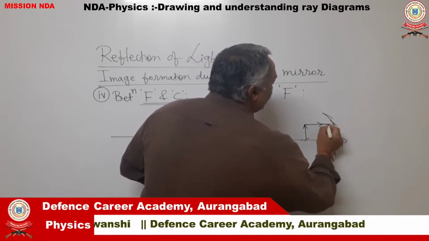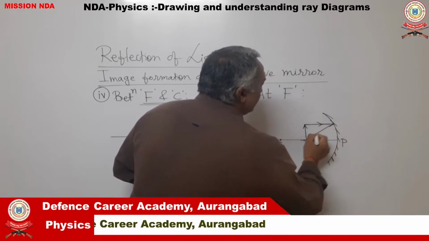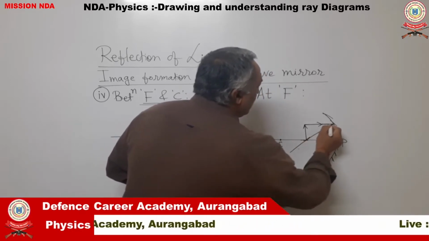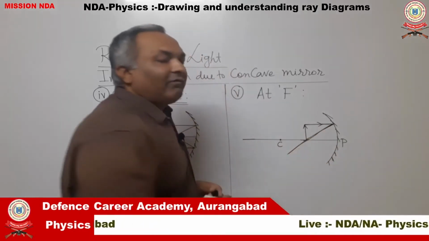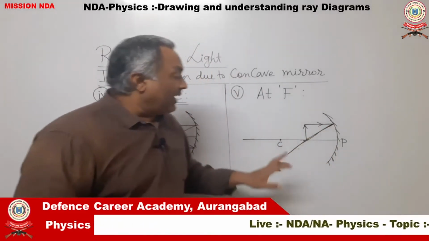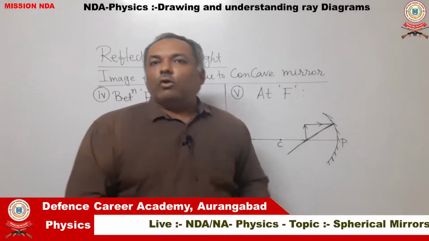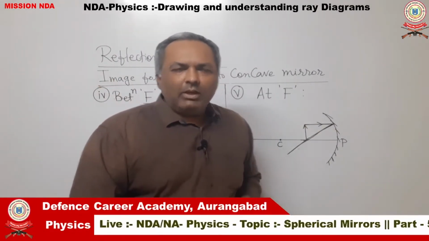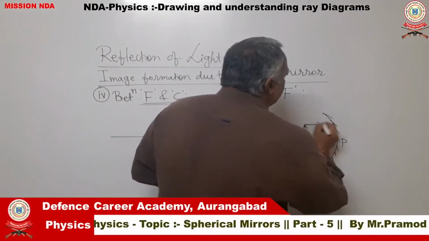So this ray of light also can be drawn, but there is one ray of light that you will never be able to draw in this image formation, and that ray of light is the one that passes through the center of curvature. For this case, you cannot draw that ray of light.